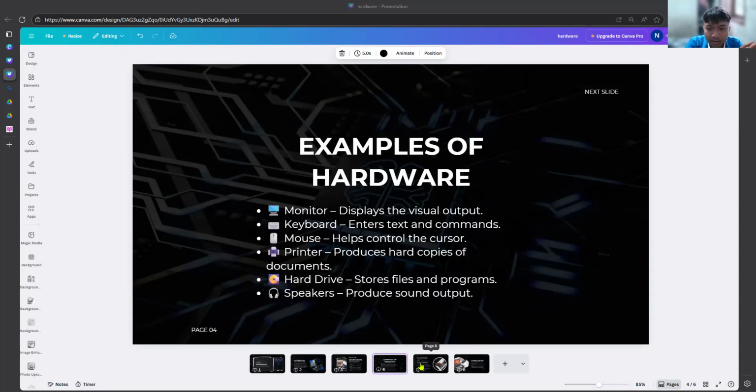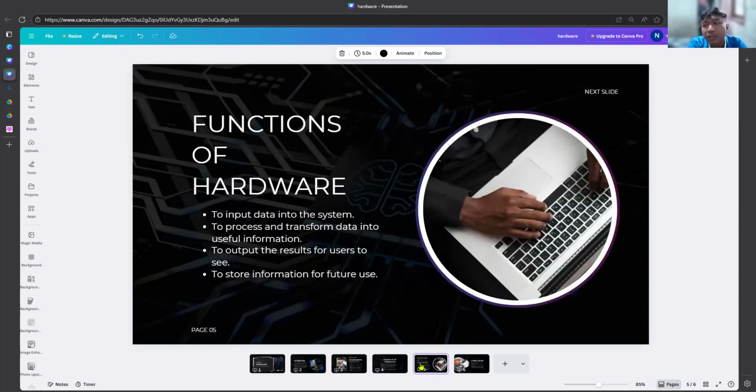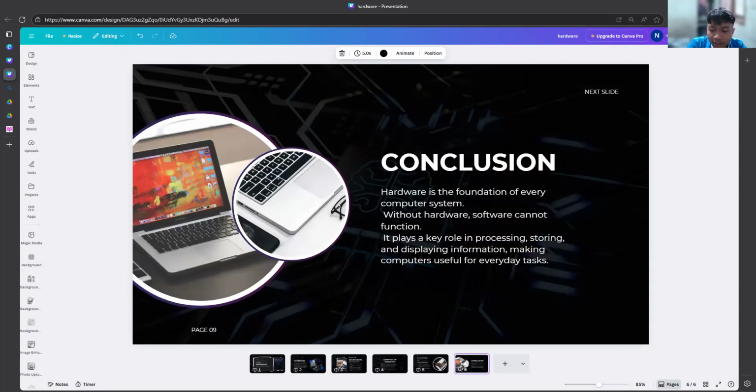The last is the function of hardware: to input data into the system, process data, transform data into useful information, output the result for the user to see, and store information for future use.